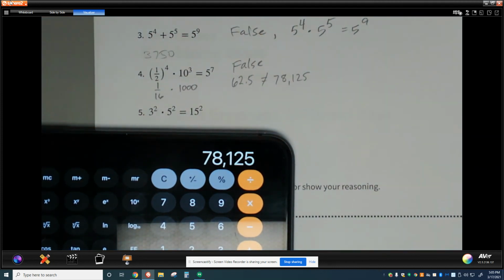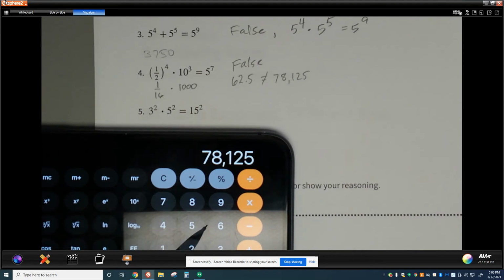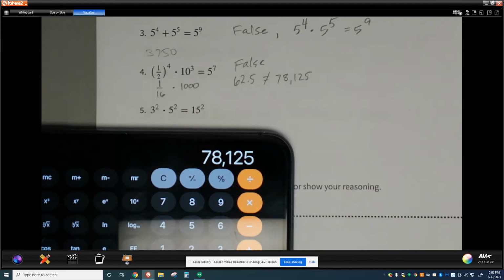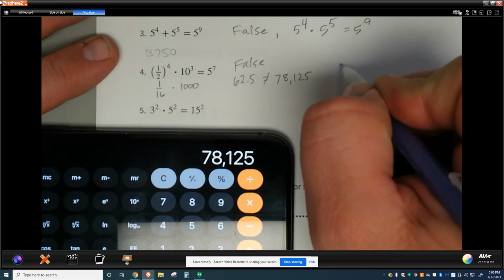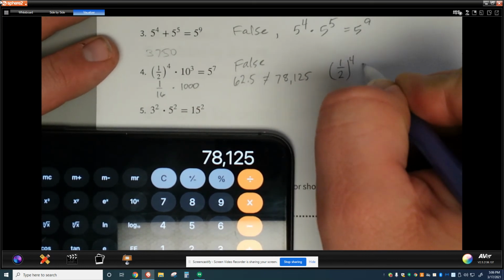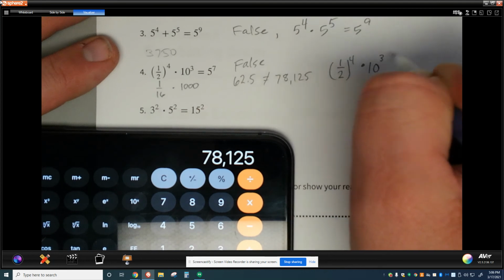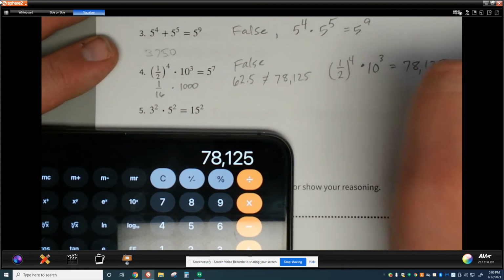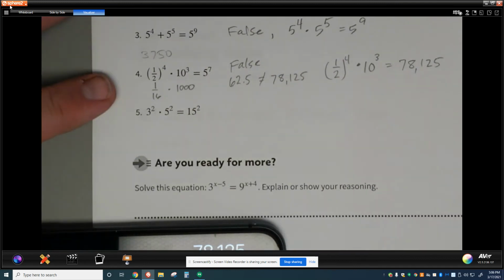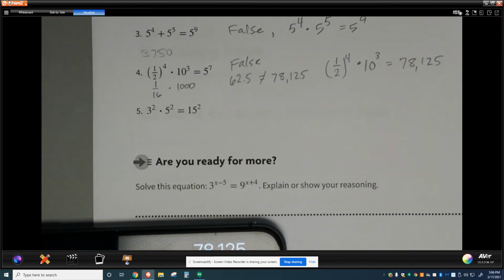And because that's false, I need to go ahead and do a little bit of work to make this work. So I have some options that I can do. I can again check for a square root. That's not going to work. I can check for a cube root. That's not going to work. I could play with it and try and find something that will work, or I can simply just go with what I had before and say that 1/2 raised to the 4th power times 10 to the 3rd power would be equal to 78,125.